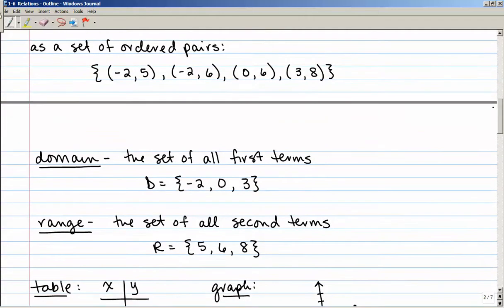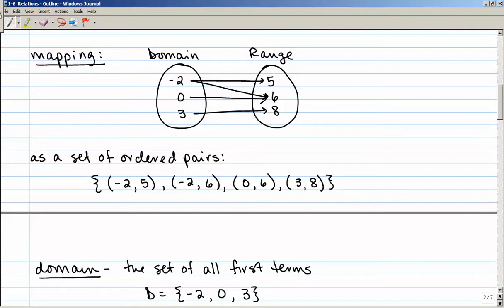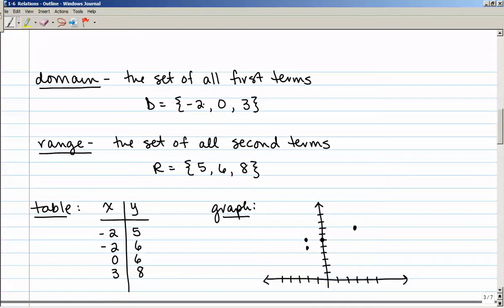The range is the set of all second terms. So you'll notice from my ordered pairs I have 5, 6, 6, and 8. So my range is the numbers 5, 6, and 8, and I don't have to repeat the 6. And you'll notice the 5, 6, and 8 are the numbers that appeared in the range bubble for my mapping. Generally, your domain is going to be your x's, and your range is going to be your y's. The way I remember that is x comes before y in the alphabet, and D for domain comes before R for range in the alphabet as well.